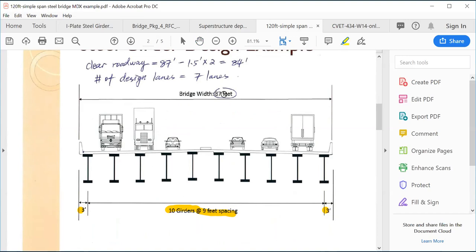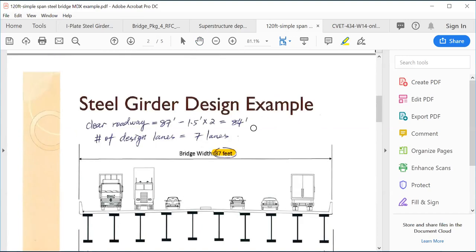Based on the width of 87 feet, we can calculate the number of design lanes. Since the barrier on each side is 1.5 feet wide, we get the clear roadway equal to 87 minus 1.5 times 2, which gives 84 feet. So the number of design lanes equals 84 divided by 12, so we get 7 lanes.